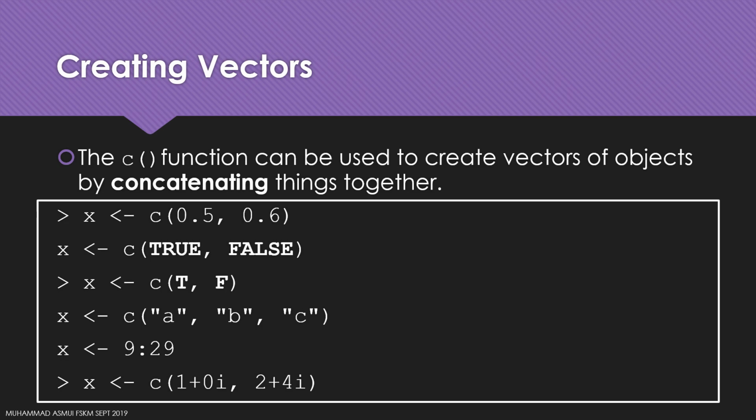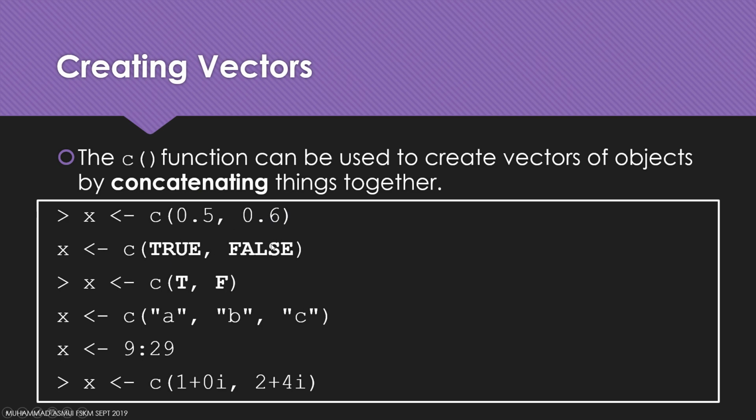So for this video, I will start explaining the most important part in starting our programming, which is creating vectors. When we create a vector, we use the c function to concatenate objects together. As we can see in this example, we assign x the same type of object together, numeric with numeric, logical with logical.